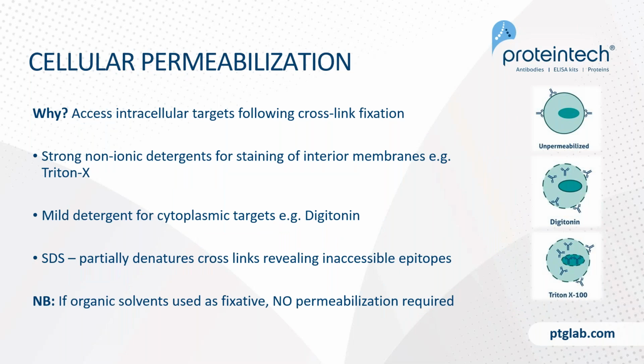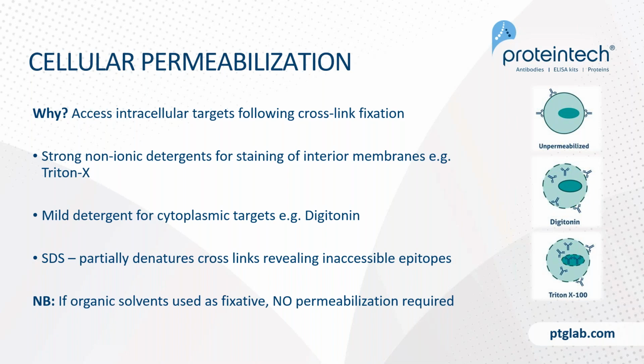So cellular permeabilisation is a really important step, as this allows us to access intracellular targets following cross-link fixation with something such as PFA. We can use strong non-ionic detergents for the staining of interior membranes, such as nuclear membranes or ribosomal membranes. And so for this, you would use something such as Triton X.